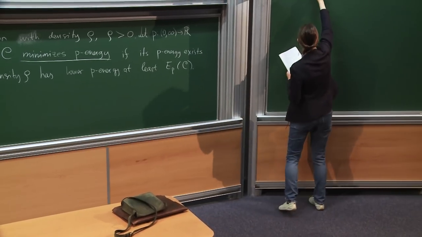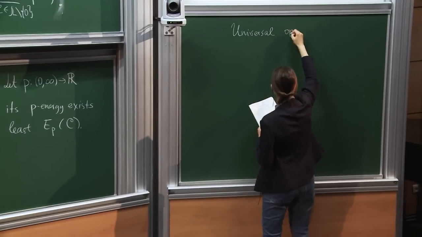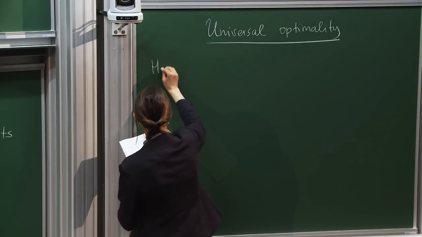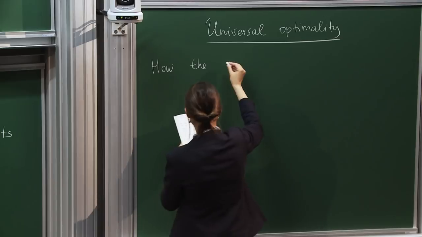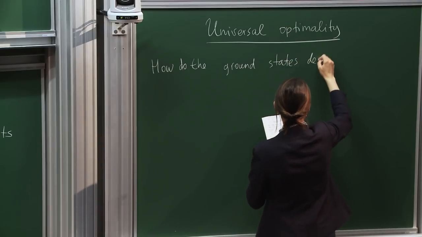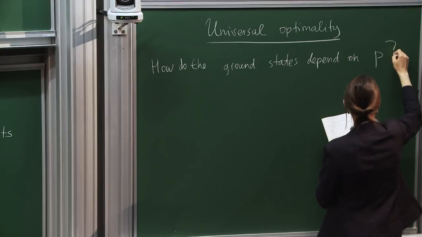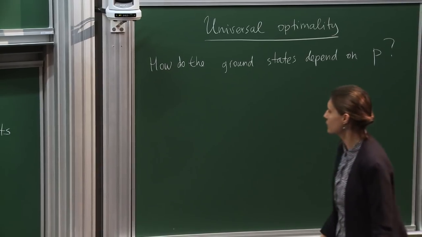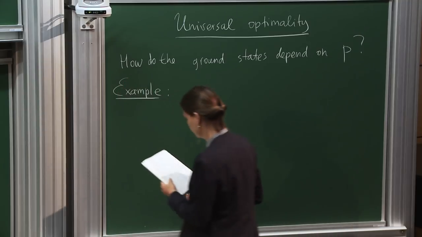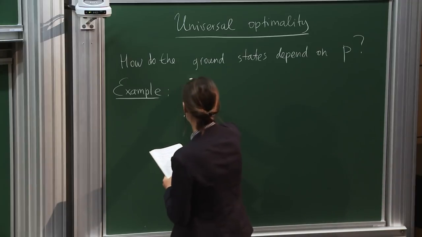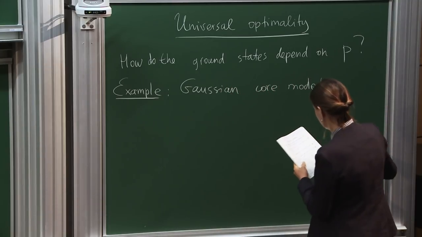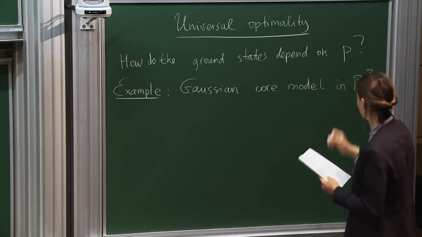So how do the ground states depend on the energy profile P? The first idea is of course that they can depend a lot, and here's one example. Let's consider a Gaussian core model, and let's look at it in our favorite Euclidean space, R3.